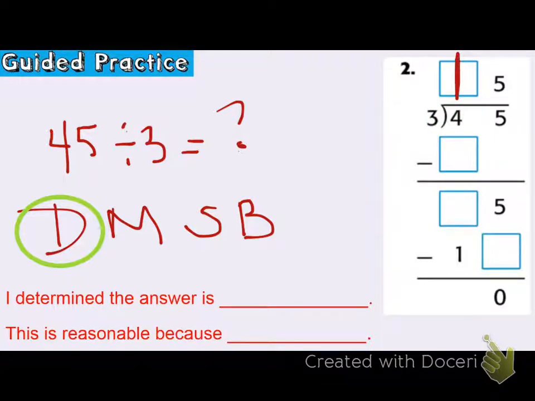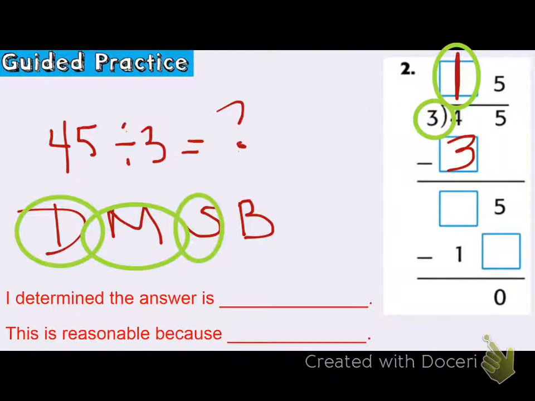The next step is multiply. What is 3 times 1? Well, I know 3 times 1 is 3. I can go ahead and subtract 3. I have 1 left over. The next step is bring down. So I can go ahead and bring down that 5. And I get 15. Now I go back and start over with those steps.